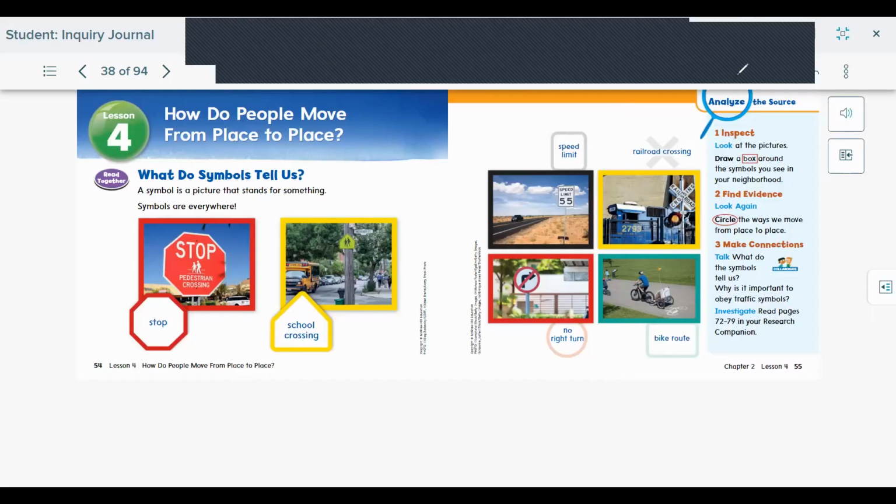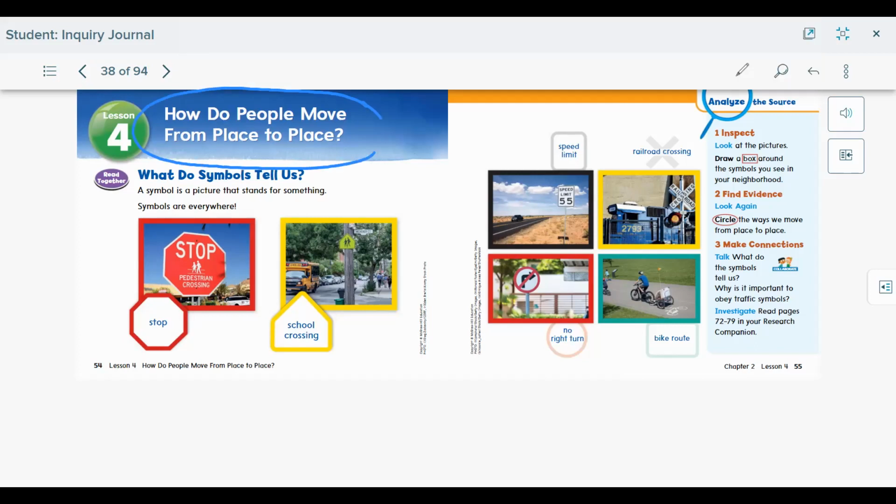Superstars, it is time for social studies. We are on chapter 2, lesson 4. How do people move from place to place? What do symbols tell us?